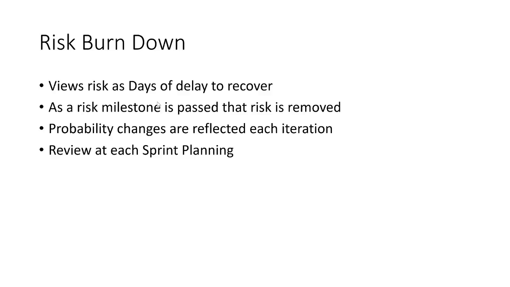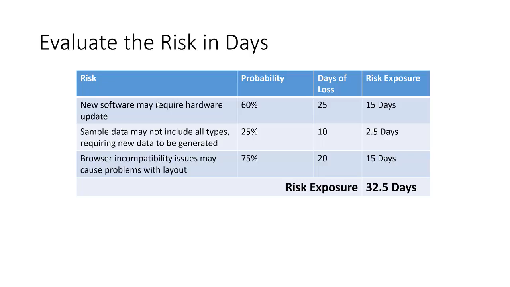And you should review it each sprint planning session. So here's a way of looking at it. Some new software might require a hardware update. What's the percentage chance of that? The probability is 60%. You'd lose 25 days. Therefore, your risk exposure is 25 times 60%, which is 15 days. 15 times 10% is 2.5 days, and so on. Here you can see your risk exposure is 32.5 days.